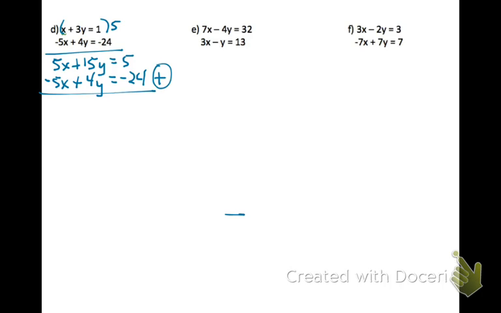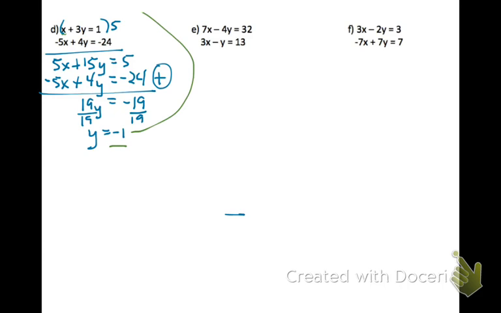I'm going to put my plus sign over to the right because I'm out of space. So my x's, if I add them, 5x plus a -5x will eliminate. That's what I want to have happen. 15y plus 4y, that's 19y. 5 minus 24 will give me a -19. And I divide both sides by 19. So y equals -1.